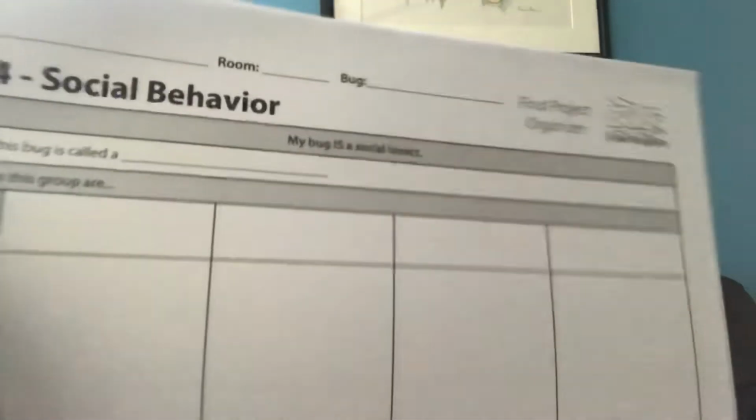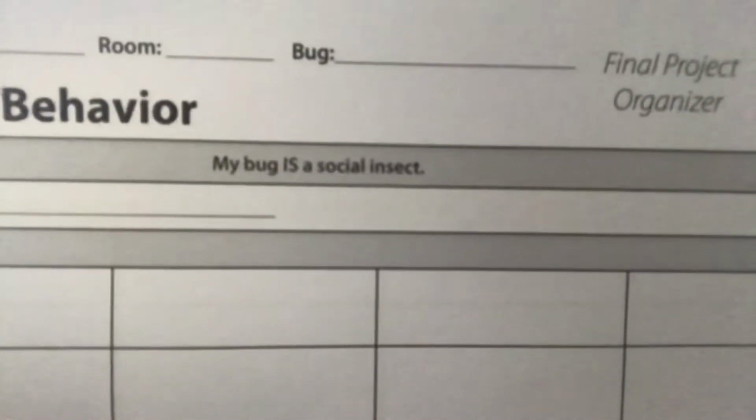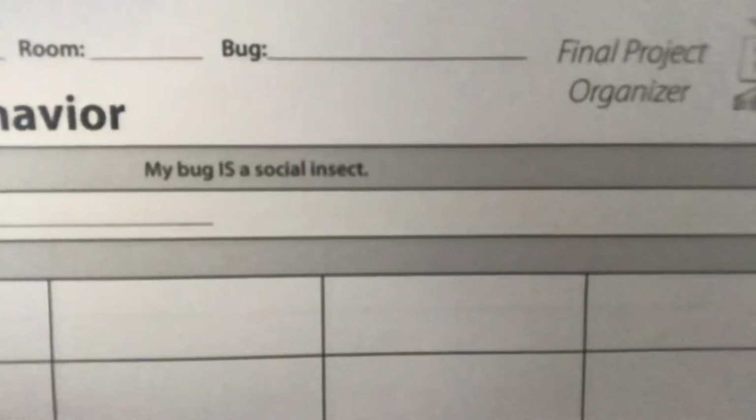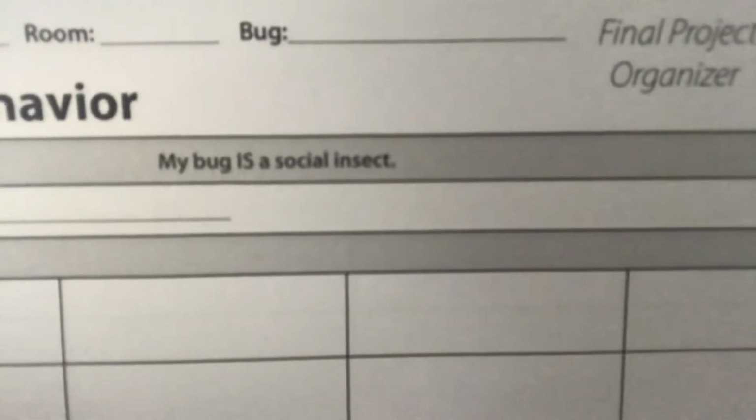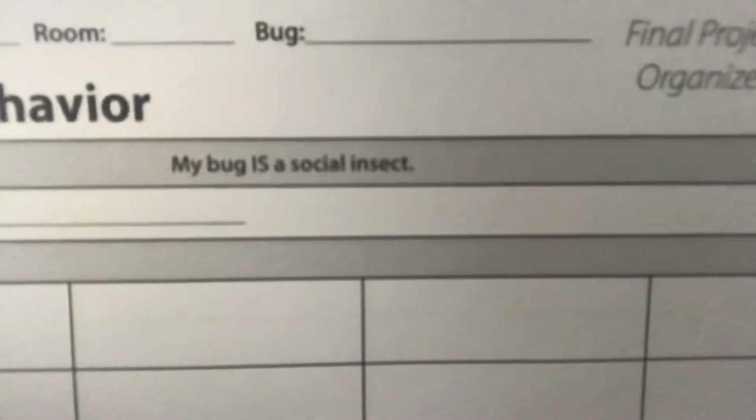We're going to continue exploring and discussing how your bug interacts socially within its own species, within its own kind. You're going to have two different templates to work on this week. One template looks like this, and it's if your bug is a social insect. You're going to tell me what the name of that group is called. For example, a group of ants is called a colony. What is a group of your animal called?